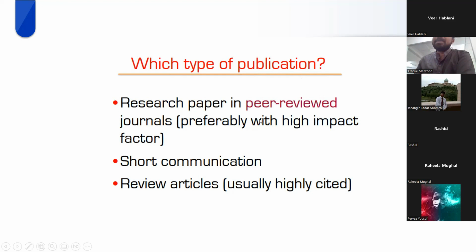Research papers are published in peer reviewed journals, preferably with high impact factor. It's again a debate: will a high impact factor journal have a higher impact in the scientific community, or will a lower impact factor journal have lower quality papers? I think it's a debatable topic and I'm not going into that controversy, but this is one factor we can think about. Generally, we try to publish our research work in high impact factor journals.